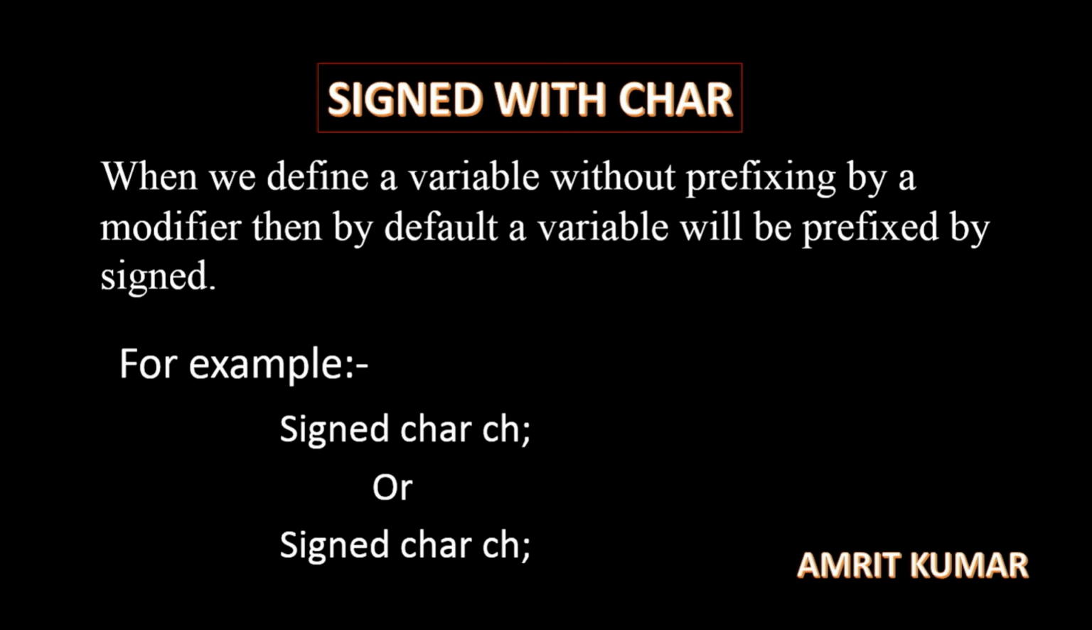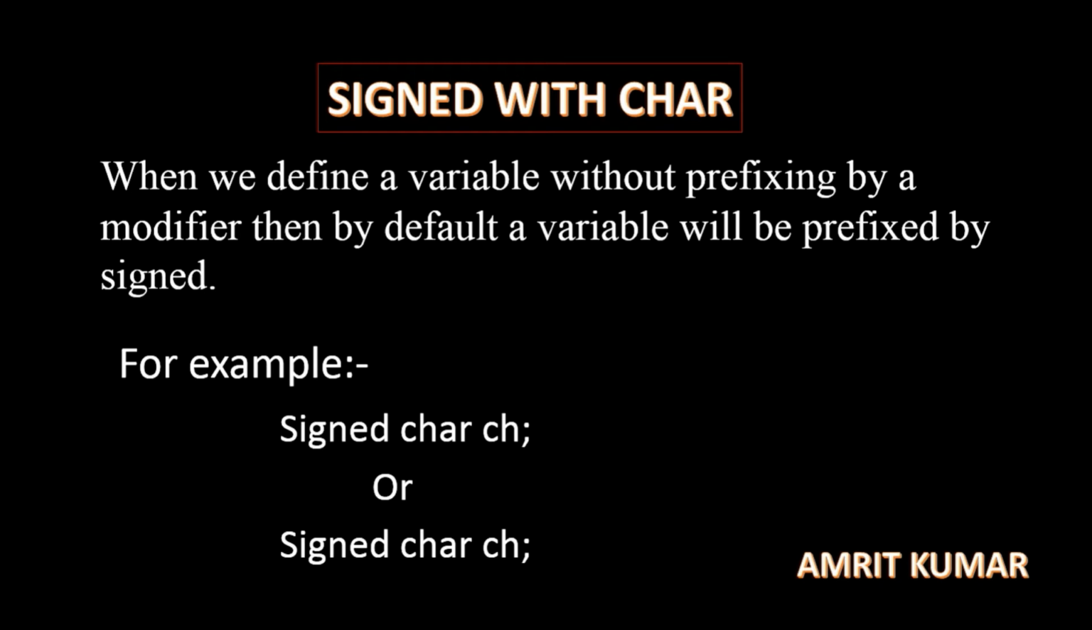So here you are seeing an example where I have declared the modifier signed, and that is used with char. We have studied that modifiers are used with char, and we have classified this into two sections: signed char and unsigned char. The first topic I'm using is signed with char. So this is an example of signed char ch: a variable ch of data type char whose modifier is signed. This is how we can define a variable with a modifier like signed.